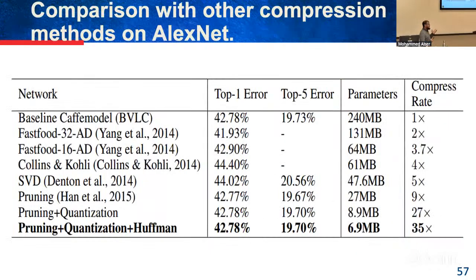And there is the overall comparison with the other previous methods. With these methods, we see that pruning, quantization, and Huffman coding, if you apply these three compression techniques together, they show a better compression rate without losing any accuracy. There is a 35 times reduction.